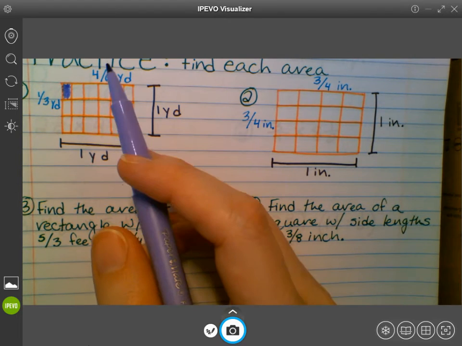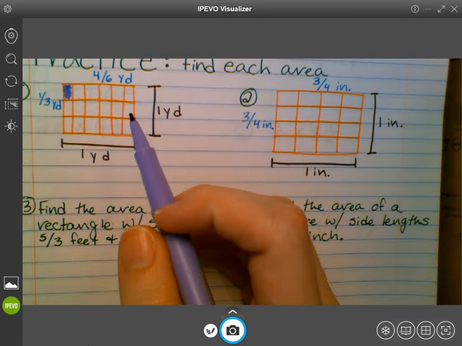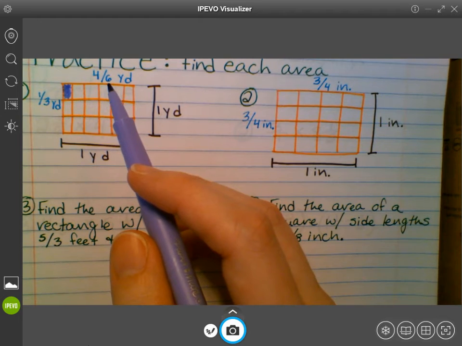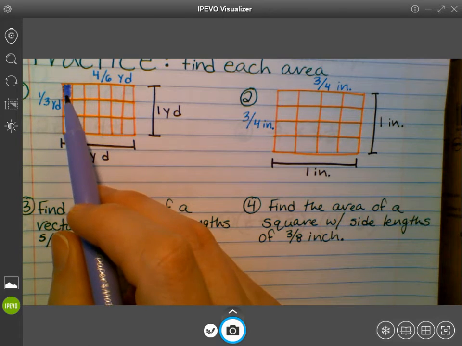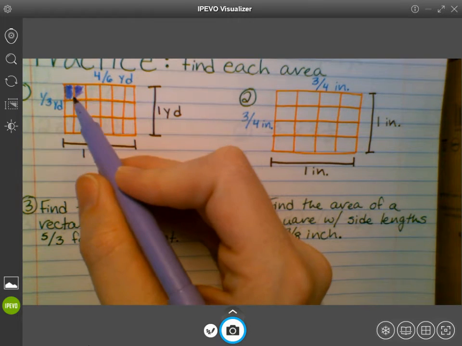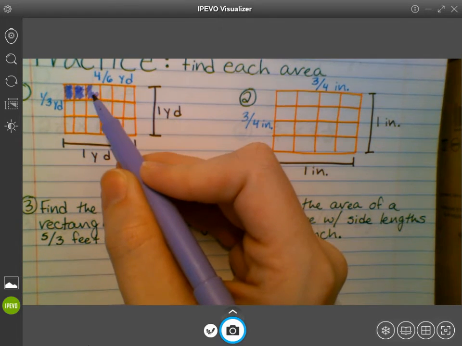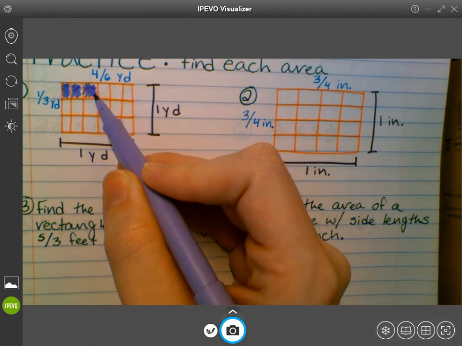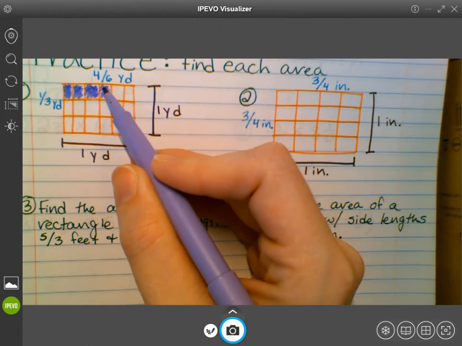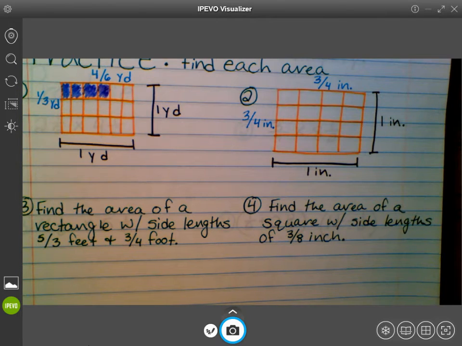Then I can look at 4/6. Now is 4/6 representing up and down or left and right? Left and right. So then I can make sure 4 out of 6 boxes are filled in. Well, I already have 1 filled in here. So 1, 2, 3, 4. Now, I filled in 4 out of my 6 boxes.